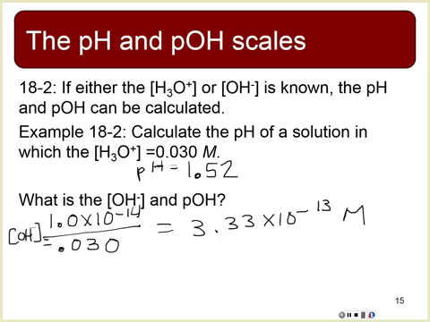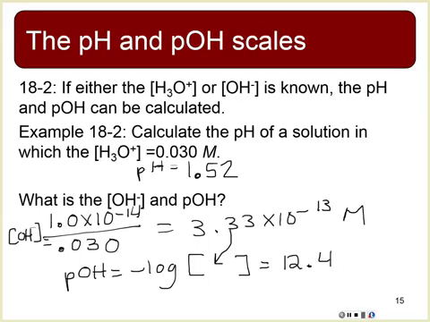And then to get pOH, what formula will we use? We're going to talk about that in a minute. To get pOH, we really could do two things, but we could go ahead and just take the negative log of the number that we just got, right? So pOH equals the negative log of hydroxide concentration, so that's what we just found, and we get 12.48.